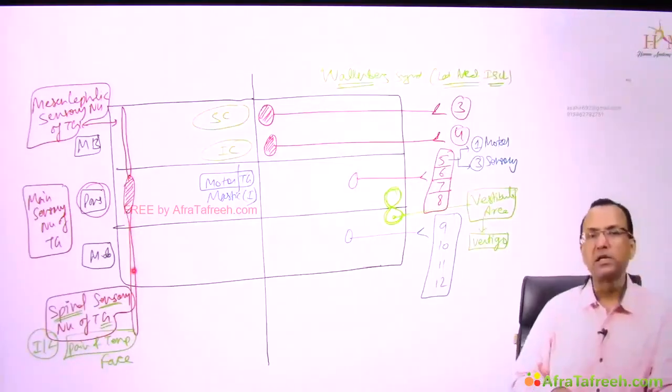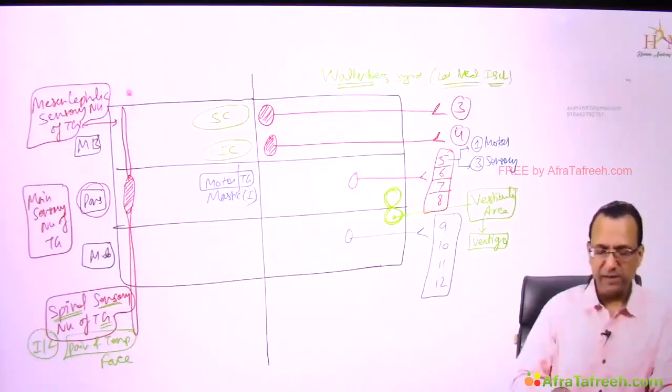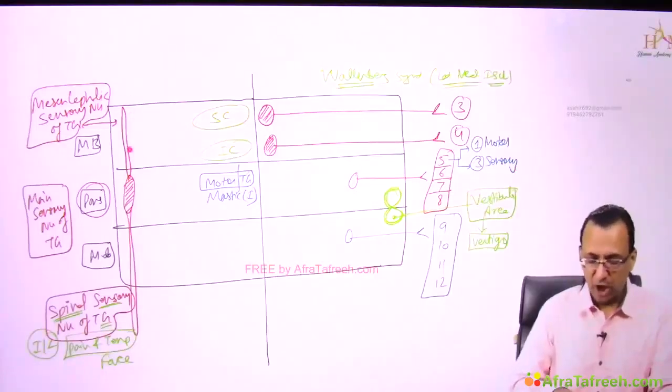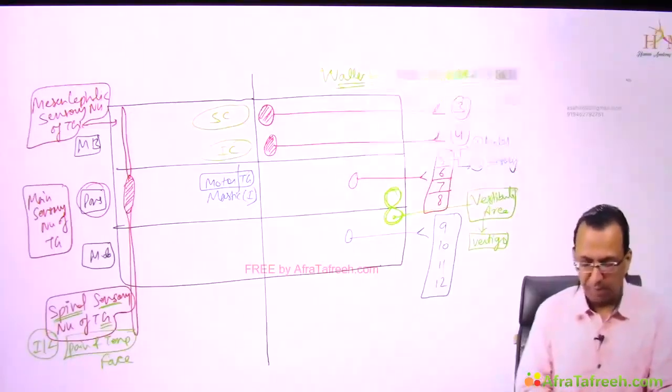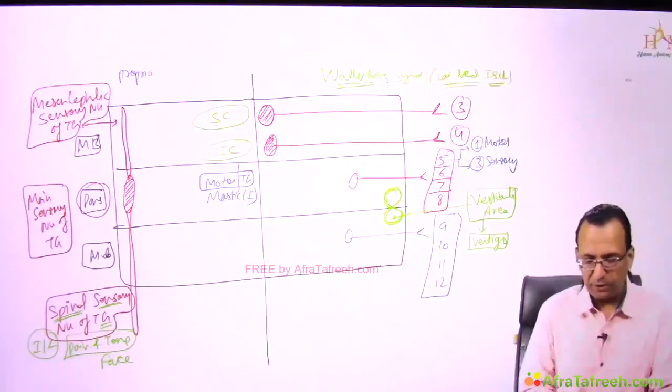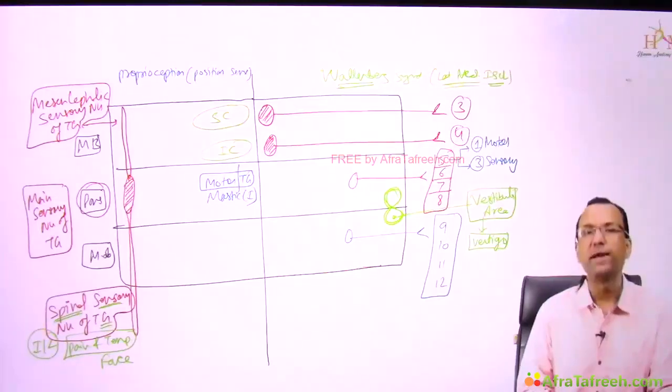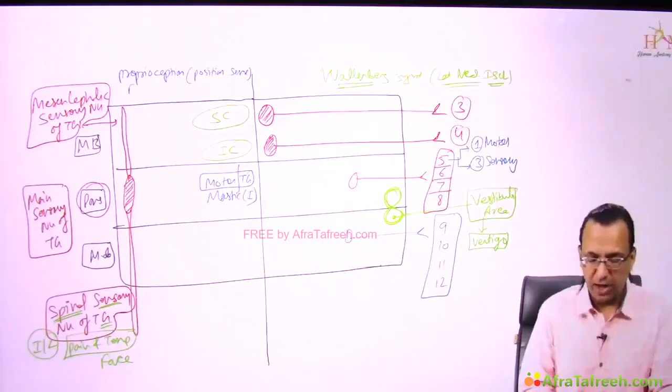Then what is the mesencephalic sensory nucleus for? The mesencephalic sensory nucleus of trigeminal is for receiving proprioception. What is proprioception? Proprioception means the position sense. Position sense of what? Anything which is moving in the head region. What is moving in the head region? Eyeball, the tongue and the mandible.